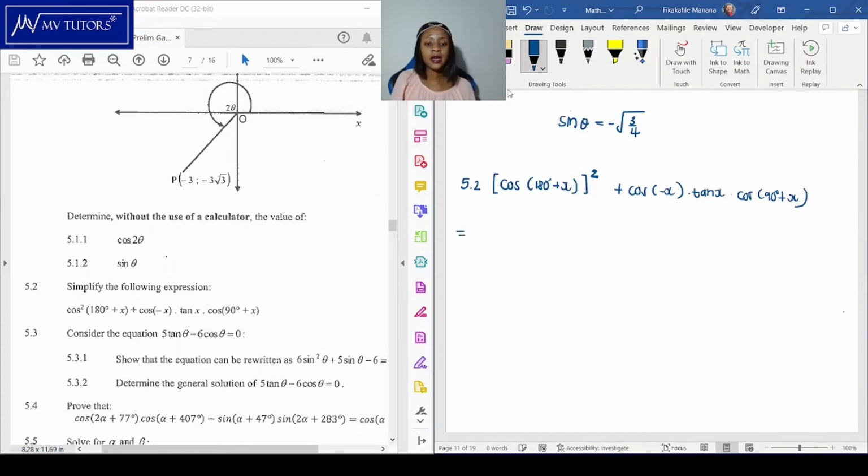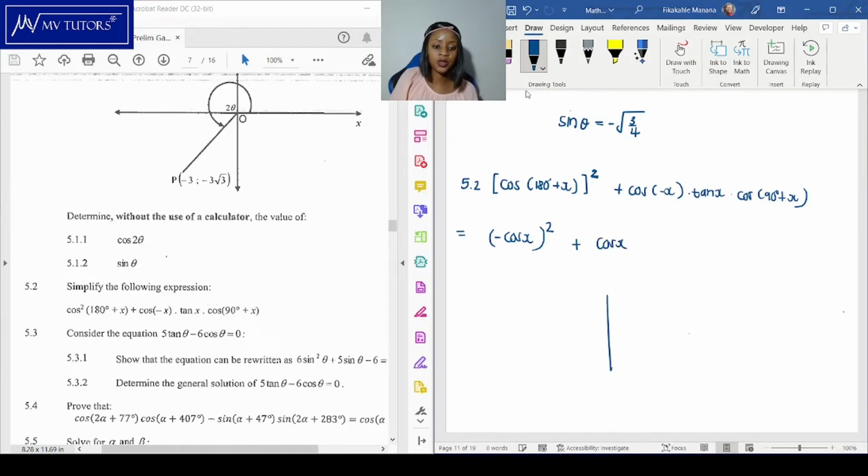Now, cos 180 plus x, like I said, is in the third quadrant, so cos is negative in the third quadrant, so we're just going to have negative cos x. But remember, there is a squared on top there. Then cos of a negative angle: remember, sine and tan of negative angles equal negative sine, negative tan, but cos is quite different. Cos of a negative angle is actually equal to the cos of the positive angle.